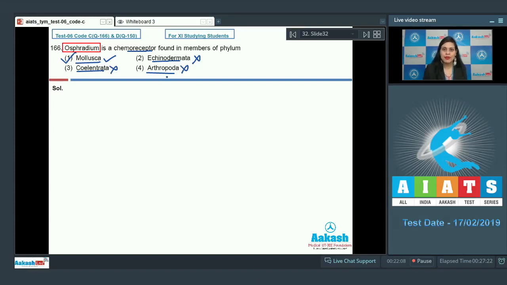Ostracium is characteristically present in the mantle cavity of mollusks and serves to test the chemical nature of water. So the correct answer to this question is option number 1. Let's proceed to the next question.